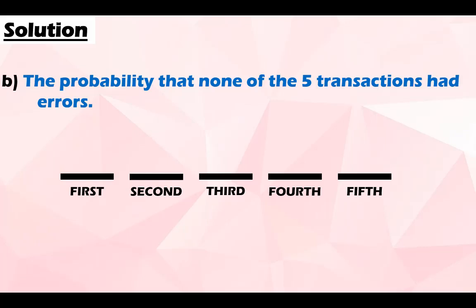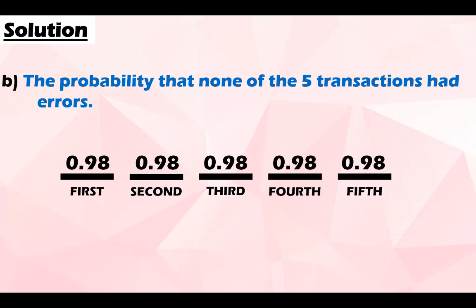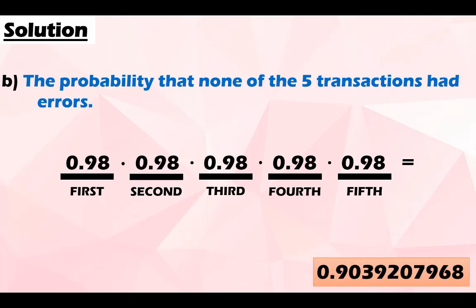So the probability that they did not make an error on the first transaction is 0.98, and then 0.98 for each subsequent transaction. When we multiply these together to obtain our answer, we end up with 0.9039207968. So more than a 90% chance that they won't make any errors.